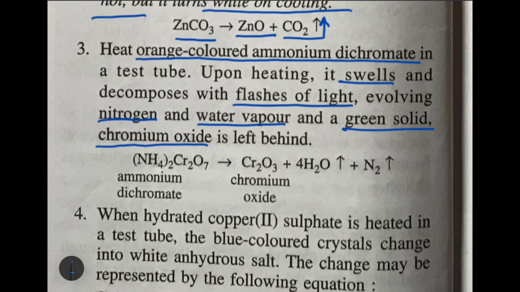So there you have the equation, very, very important. Ammonium dichromate, what is the color? Orange. Okay, and then what does it give when you heat it, when it decomposes on heating? It gives chromium oxide. What is the color of chromium oxide? It is green in color, and water vapor is given out, and nitrogen is also given out.